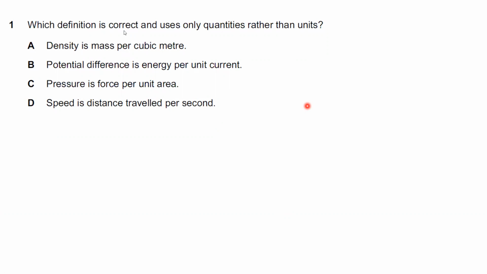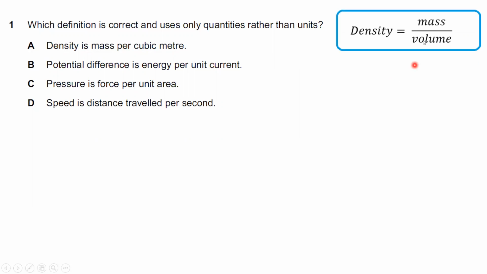Among these options, we want to find which definition is correct and the definition should only contain quantities. Let's see option A. Density is mass per cubic meter. We all know the definition is right because it is mass over volume. But instead of volume, they have given it in meter. Cubic meter is a unit. So the option is incorrect.